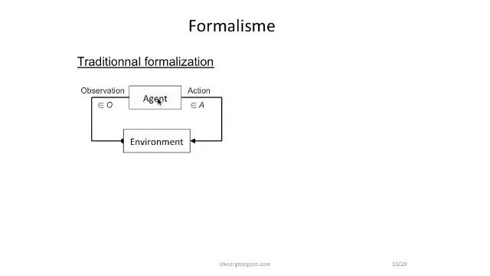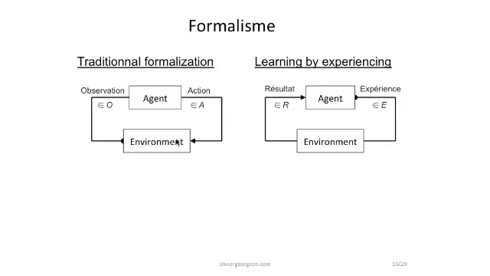I remind you of the traditional formalization: the environment sends an observation to the agent and the agent chooses an action. And I told you that in our exercise, we begin with the agent choosing an experience that it experiments in the environment, and the agent receives a result of this experiment. This is what allows us to think in terms of interaction. So an interaction is the coupling between an experience and a result.